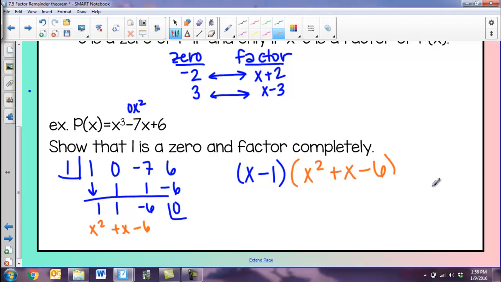And then this is just a trinomial, that's what we factored in the past. That's not a big deal at all. You think of the factors of -6 that add up to be 1, and I would have gotten x minus 2 and x plus 3.